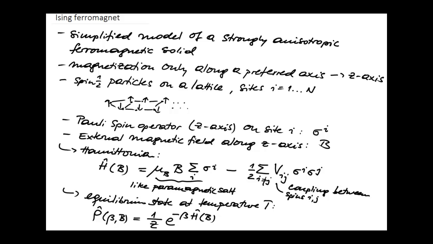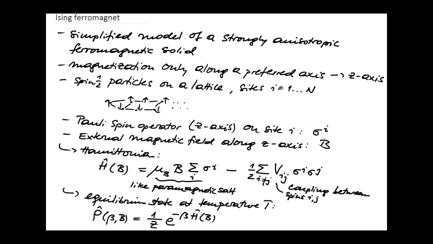This microscopic model is the model of a ferromagnet. It's the Ising ferromagnet. On this page, I describe a little bit the setup of the model. There's a lot of text. That's why I prepared the slide beforehand, so we don't lose too much time just writing text. The Ising ferromagnet is a very simplified model of a ferromagnetic solid with a strong anisotropy. So there's a preferred direction in space, and the solid exhibits magnetization only along this preferred axis. And we can choose our coordinate system such that the z-axis coincides with this preferred axis.